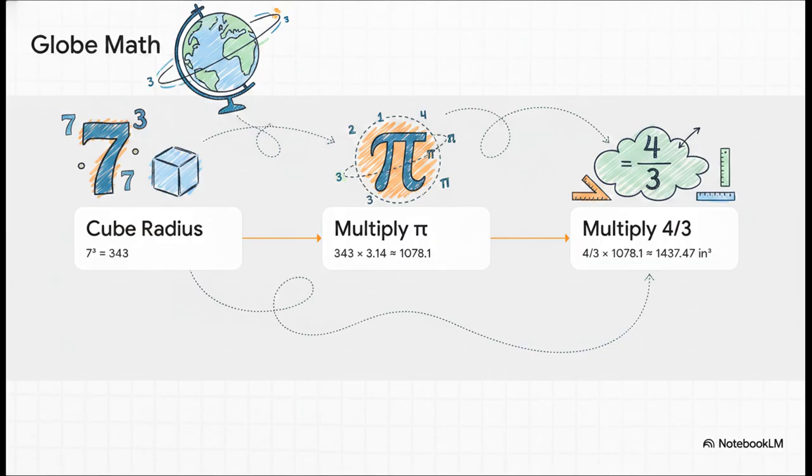Step 1, cube the radius. 7 cubed is 343. Step 2, multiply by pi. 343 times pi gives us approximately 1078.1. Step 3, multiply by 4/3. 4/3 times 1078.1 gives us a final estimated volume of 1437.47 cubic inches. You guys are doing fantastic with this.